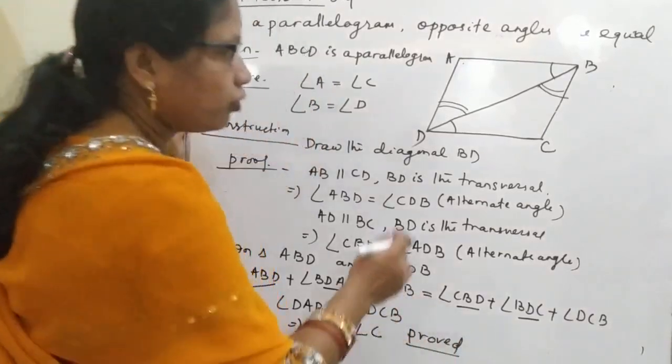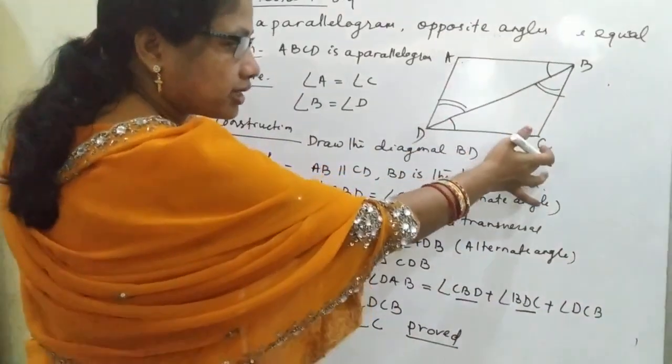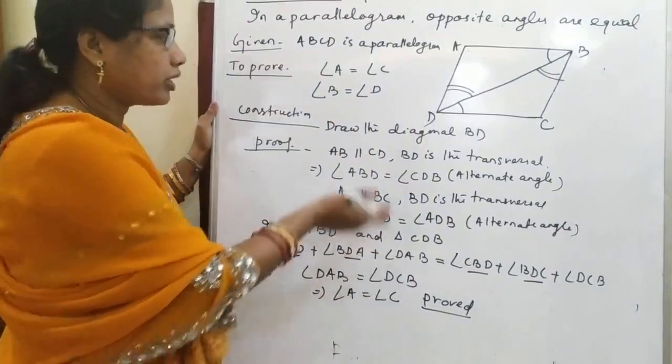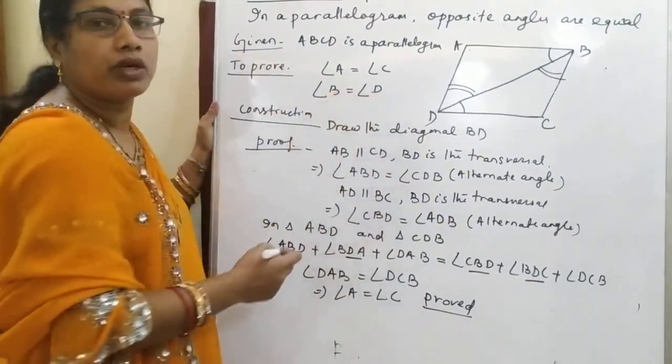So if we draw the diagonal AC and prove in a similar manner, we can prove that angle B will be equal to angle D.